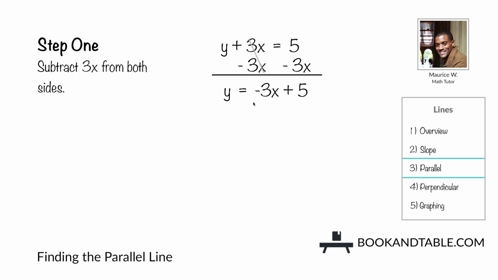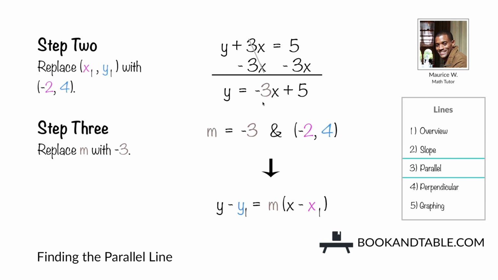So why did we want to change this to slope-intercept form? It's because now we see that the slope of the parallel line is -3, and we were given the point -2, 4 on the line that we are looking for. So now we use the slope and the point in point-slope form to calculate the equation of the line that we're looking for. So step 2, replace x1 and y1 with -2 and 4. X minus -2 gives us x plus 2. And then we get y minus 4 on this side. In step 3, we replace m, our slope, with -3.